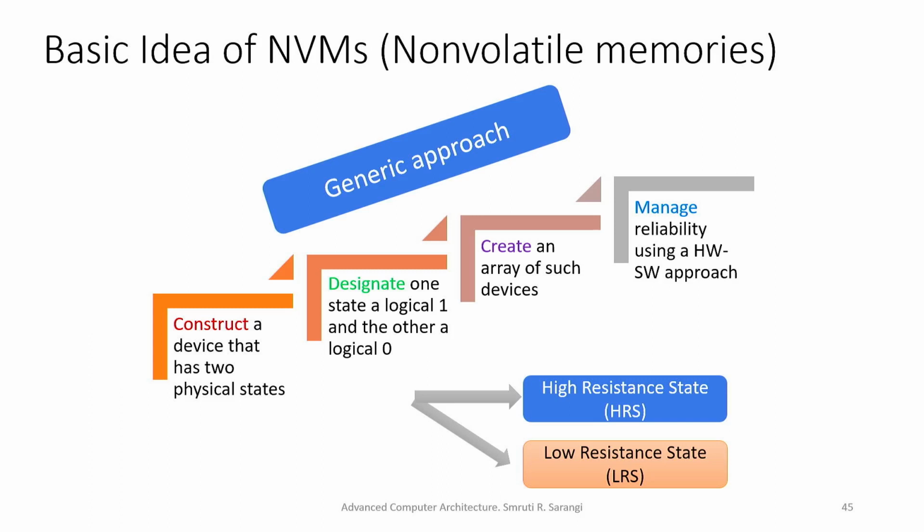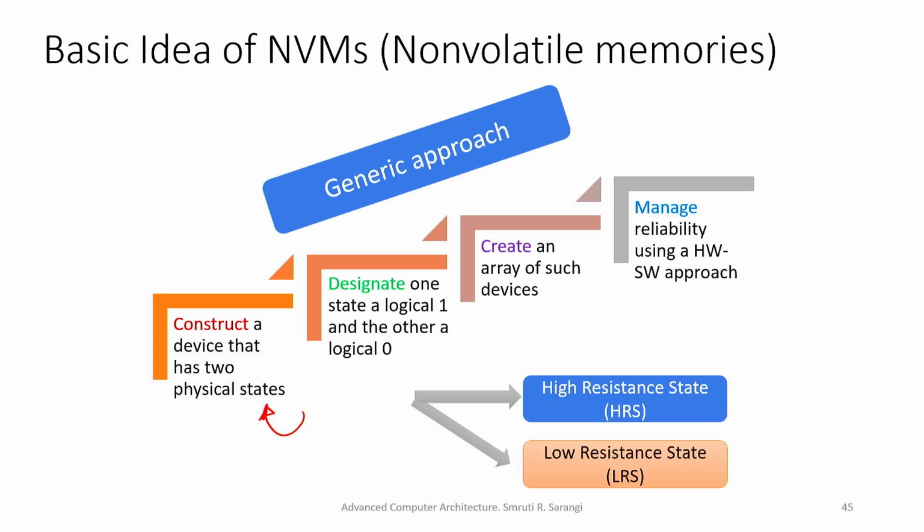The generic approach is like this for creating any kind of device, be it flash, be it anything else. Construct a device, or construct some, I'm calling a transistor is also a device. So it needs to have two different physical states, right? Whatever the physical states be, it needs to have two different physical states which can be read or written. Designate one state a logical 1 and the other a logical 0. Fine.